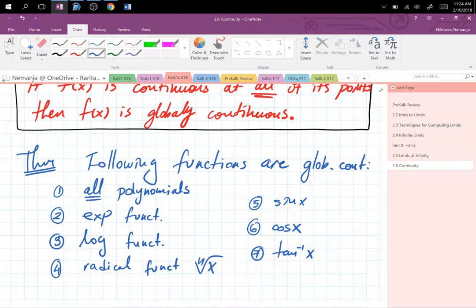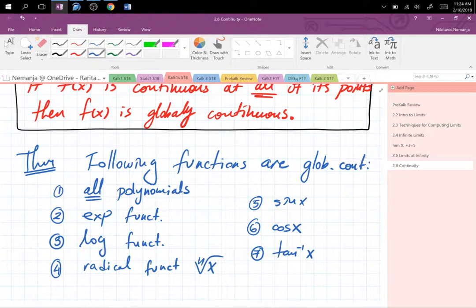Now, not all rational functions are going to be discontinuous by default. What happens if your denominator is x squared plus 1? Does that have real zeros? No, it doesn't. Will it have vertical asymptotes? No. Right? So you have to be careful with certain problems. But the theorem deals with those that are globally continuous all the time.